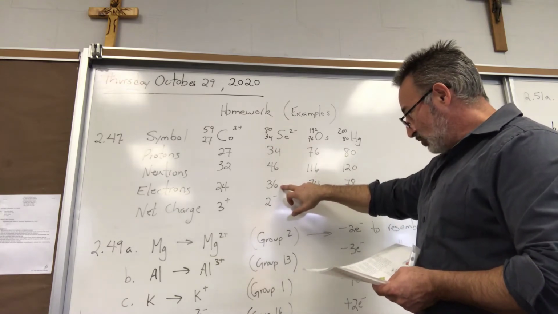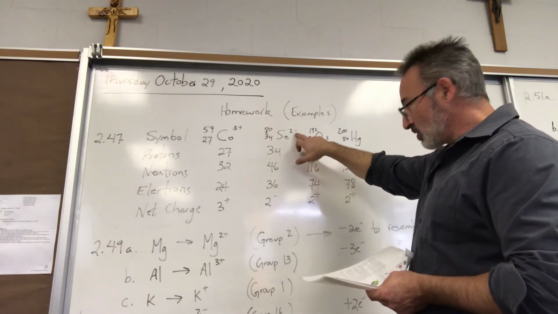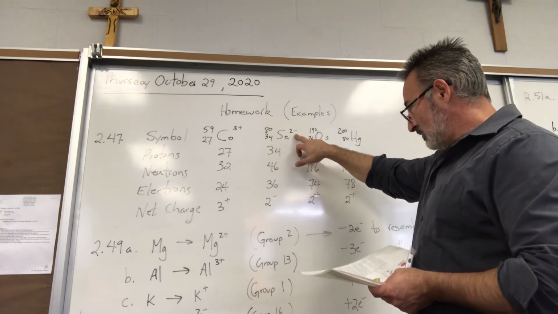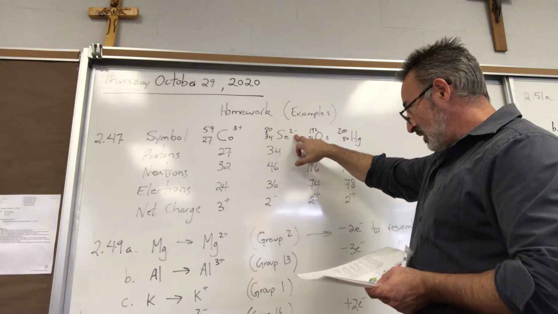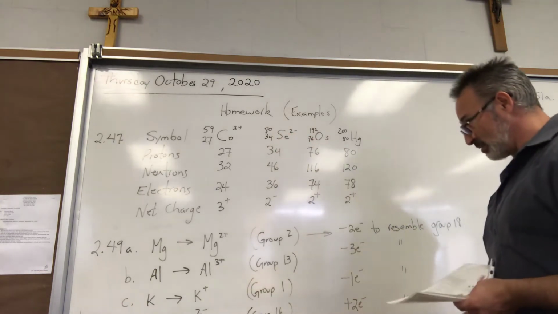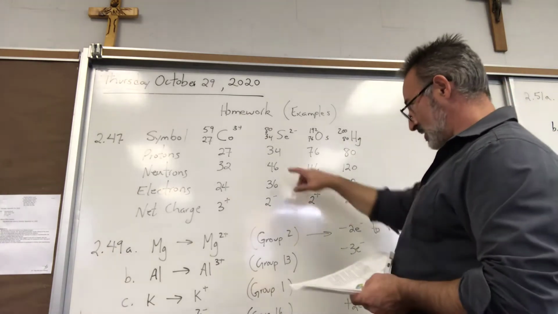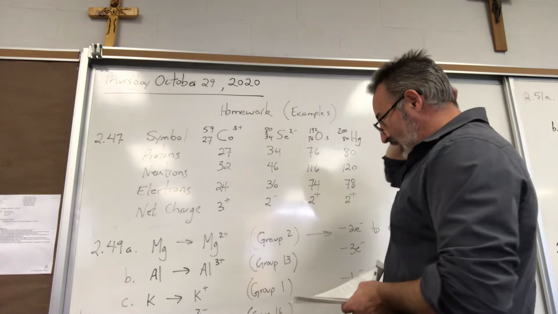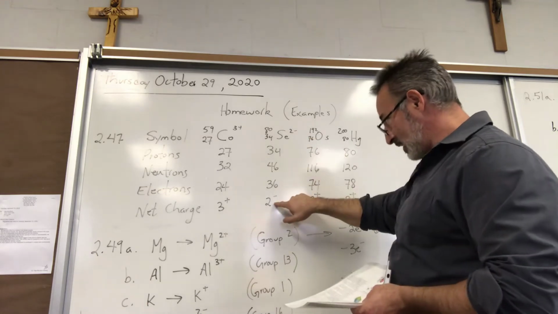So if you have 2 more electrons than you do protons, you know it's going to have a -2 charge. And finally, if it's selenium, its mass number is going to be 80, which you can find from the periodic table. So then it has to have 46 neutrons, because 34 plus 46 gives you 80. And of course, the net charge is -2.